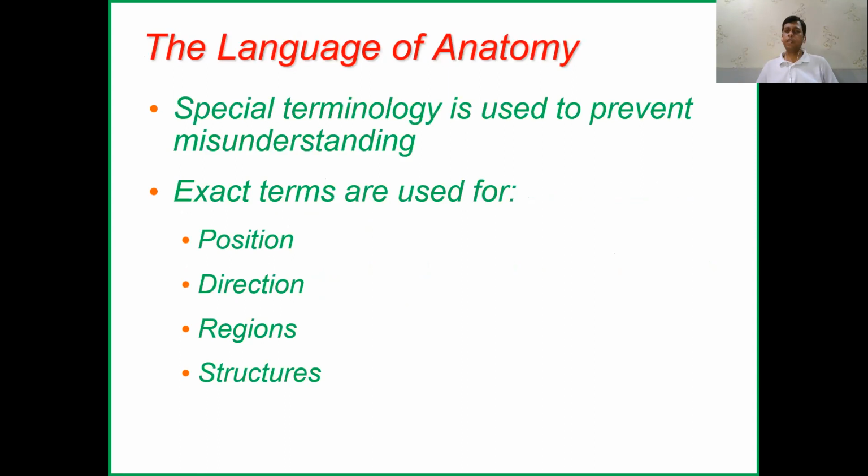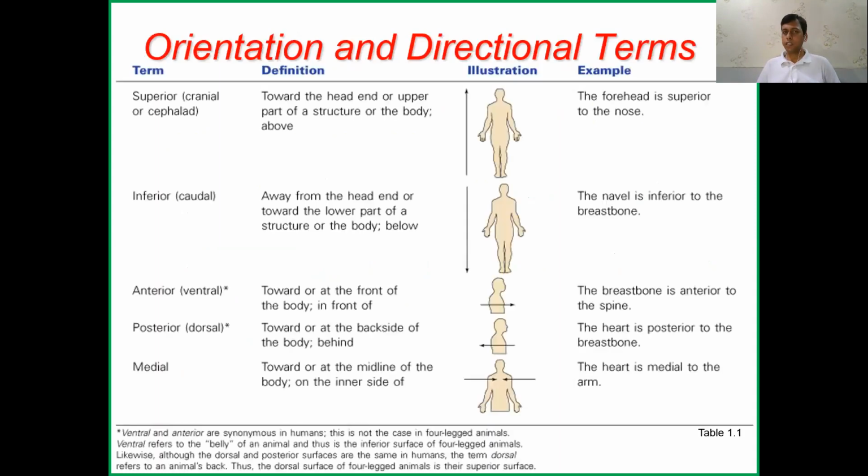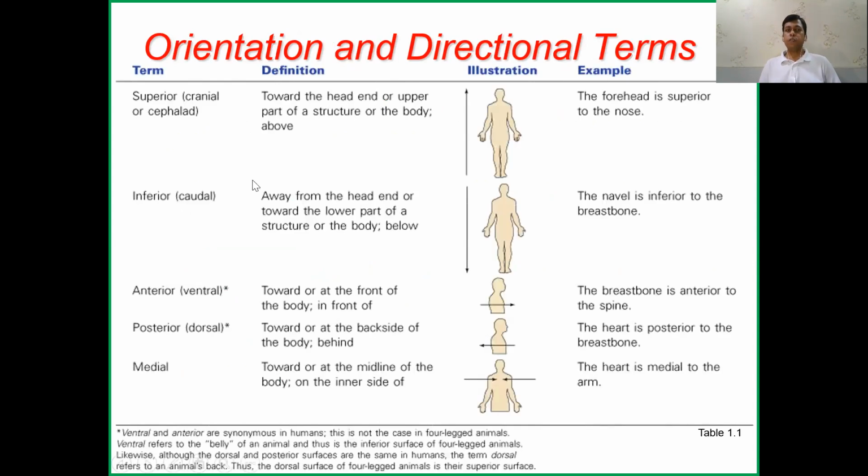Then I will discuss something about anatomy. Anatomy is structure. We are not going to discuss the structure right now, but some terms which you will find in books. So terms for position and direction, all these things we will discuss. What is superior? Superior means towards the head. Inferior means below, the lower part. Like the forehead is superior to the nose, and the navel is inferior to the breastbone.